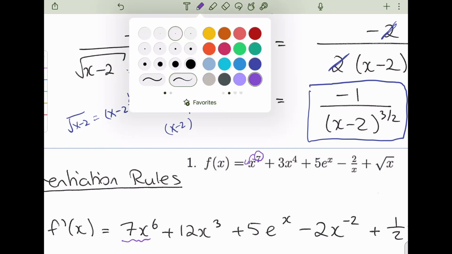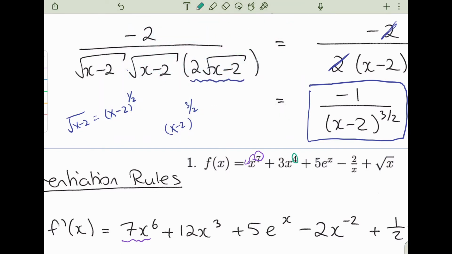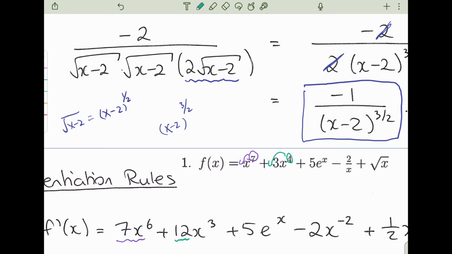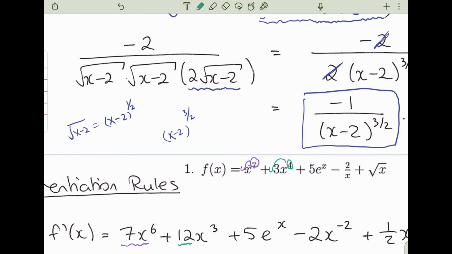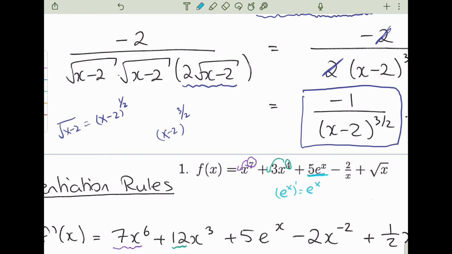And for the second term, this 4 goes down here, so it multiplies with this 3, and you get 12 here. And the new power is the previous power minus 1, which is 3, right? 4 minus 1 is 3. And for the third term, we have an exponential function. We know that the derivative of e to the x is e to the x itself. It does not change, so there's nothing to work on. That is 5x e to the x.